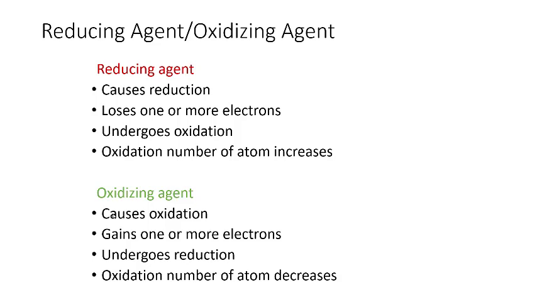So the take-home message here, the reducing agent is the species that causes the other reactant to undergo reduction. And that species itself, the reducing agent, is oxidized. The oxidizing agent is the species that causes the other reactant to undergo oxidation. And so that oxidizing agent undergoes reduction.